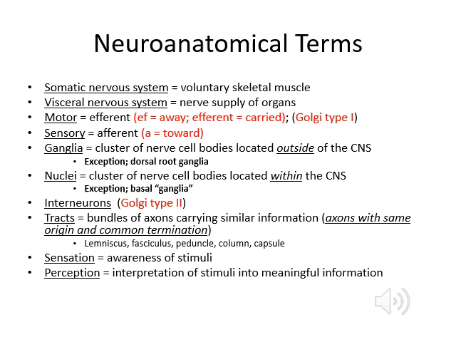This slide defines a number of terms that you typically see in the nervous system. For example, the somatic nervous system usually refers to the voluntary skeletal muscle. Visceral nervous system: viscera means organs, so it's the nerve supply to the organs. Motor is efferent, sensory is afferent.